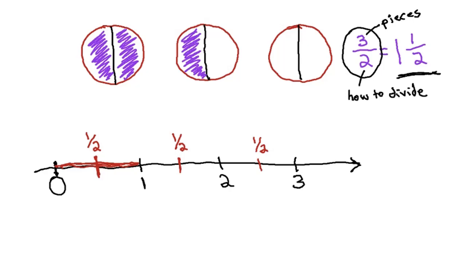Now, on the number line, if you have 3 halves and you want to plot this on the number line, we've divided each number into halves. That's where the 2 fits in. And now we want 3 of those halves. So here's the first half, that's 1. Here's the next half, that's 2 halves, and then 3 halves.